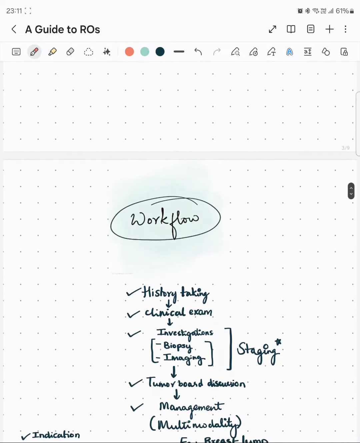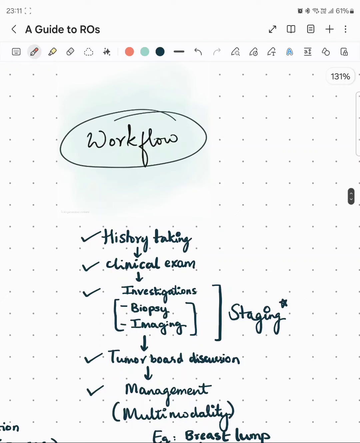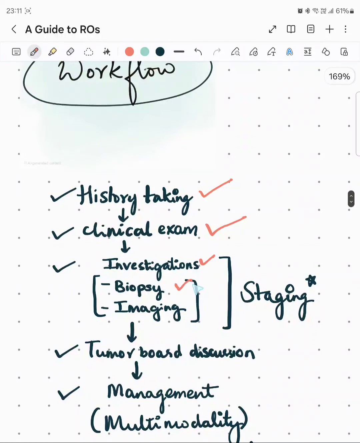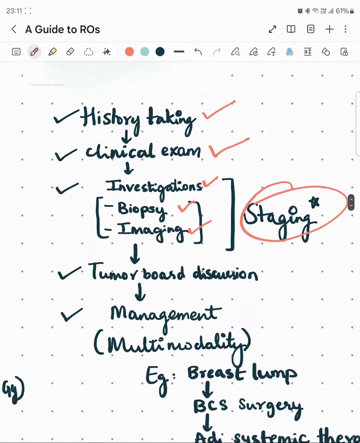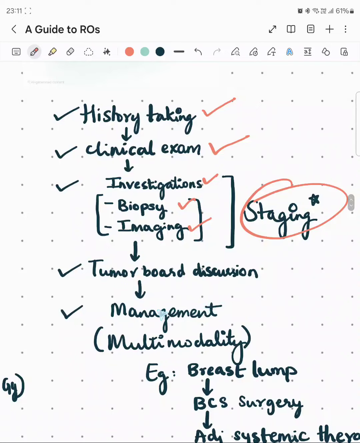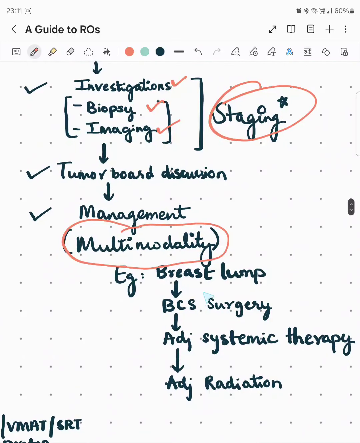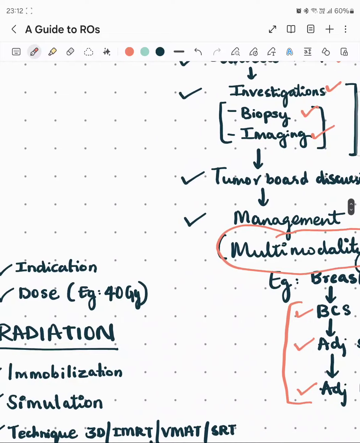That's not a problem. Coming to workflow, you will have to start when a patient comes. You will obviously start with history taking, then you will do a detailed clinical examination, then follow it up with investigations like biopsy and imaging. You will stage the disease, tumor board discussion goes on, and then management is usually a multimodality treatment. For example, if there is a breast lump, there is breast conservation surgery followed by adjuvant systemic therapy followed by adjuvant radiation therapy. So you can see it is a multimodality treatment. All three modalities are included.